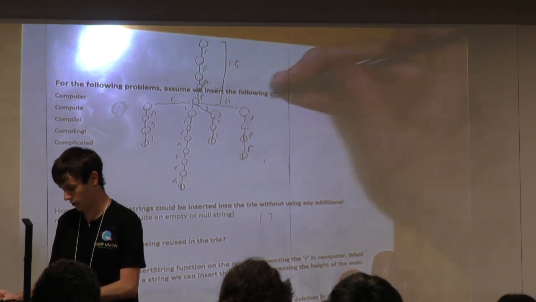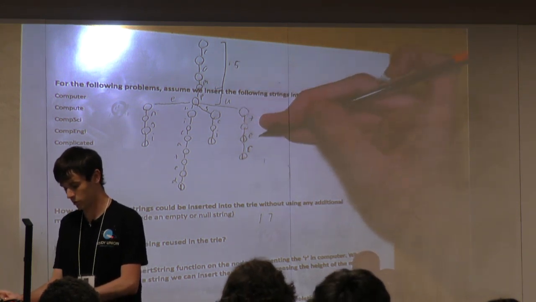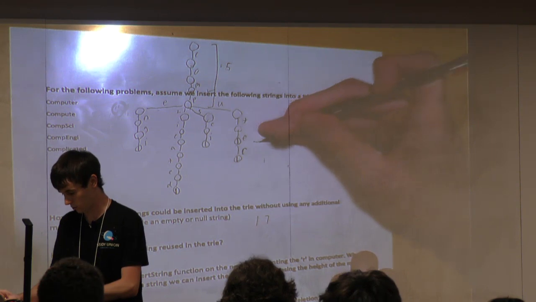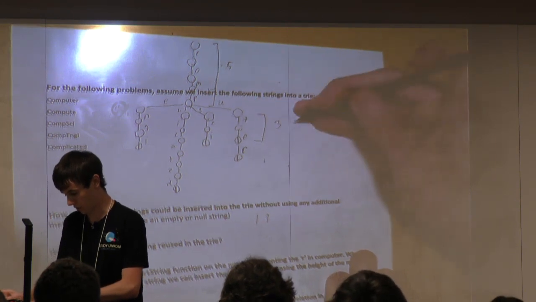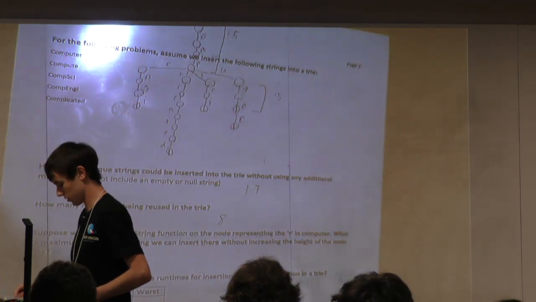And then other than those 5, the only ones we're reusing here are these 3 down here, right? Since they're being used by the word compute and the word computer. So we'll say an additional 3, and that'll come up to 8 down at the bottom. I'm going to have to slide this up a little bit.